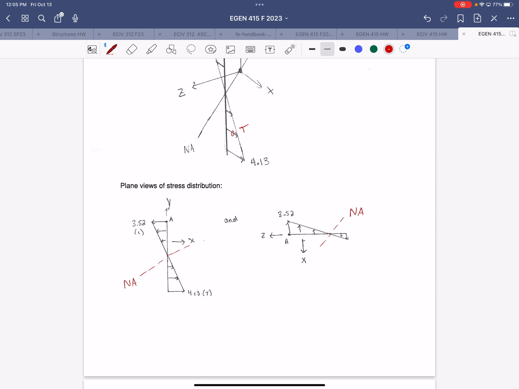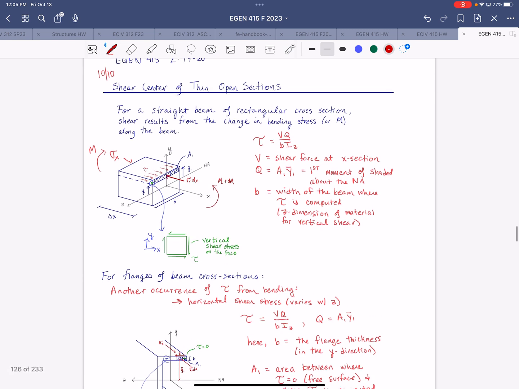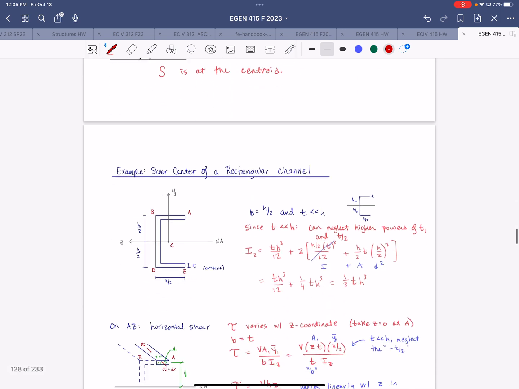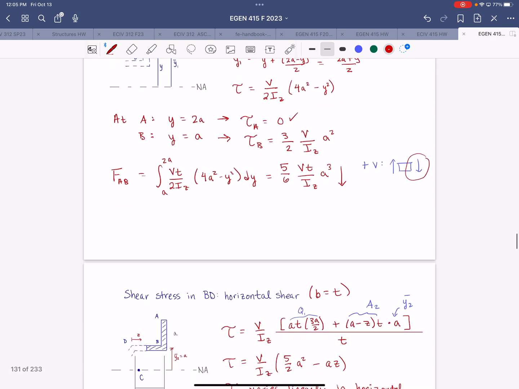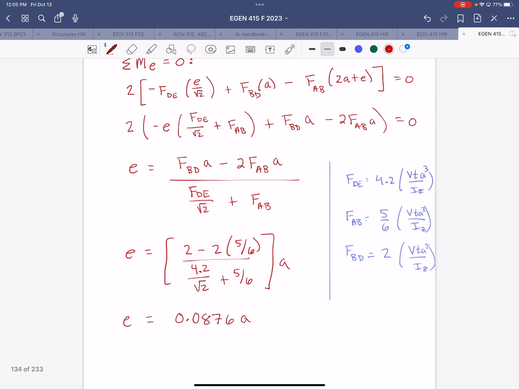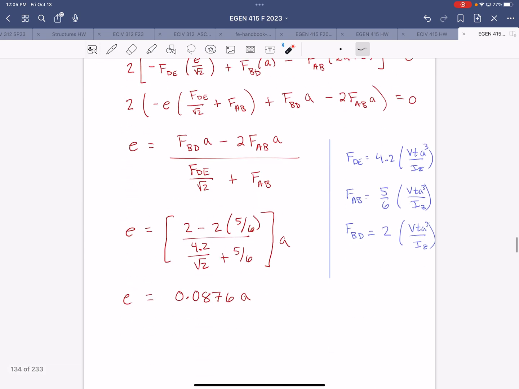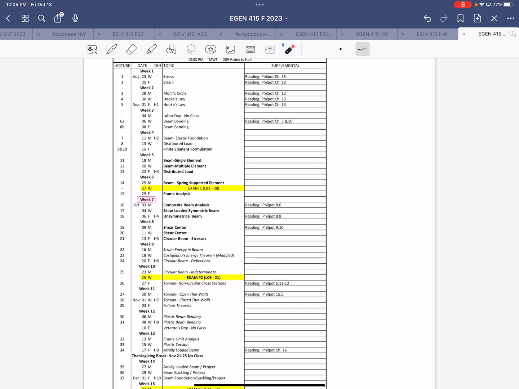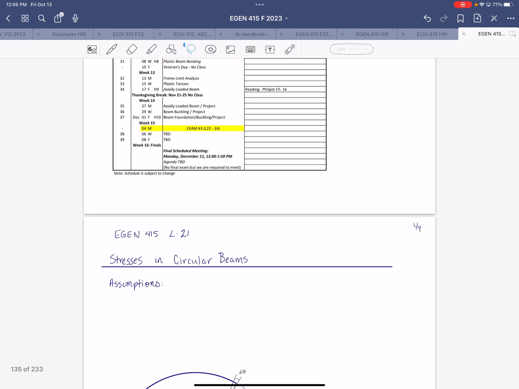All right, so that wraps up the unsymmetric cross-section lecture. Already covered shear center through the lecture that was recorded, or lecture videos that were recorded, so you can catch those if you haven't yet. Goes through an example, so the shorter recording is the longer example with the more complicated cross-section, that one there. And so this puts us back on track. Now we are going to talk about circular beams.